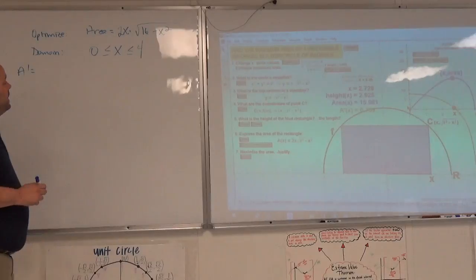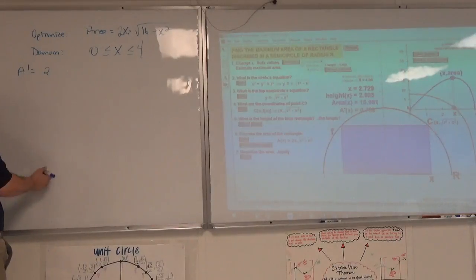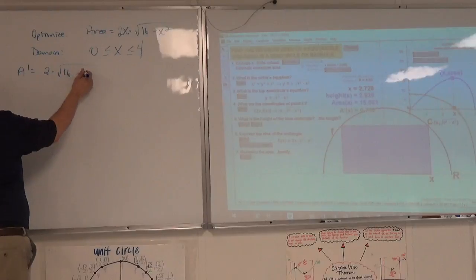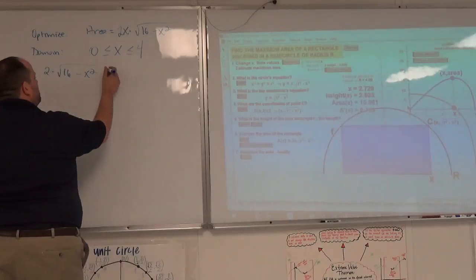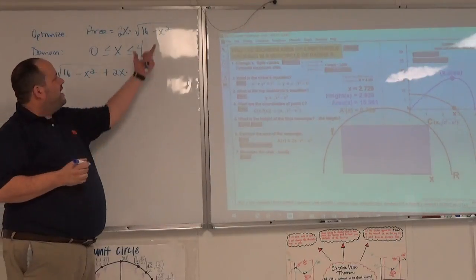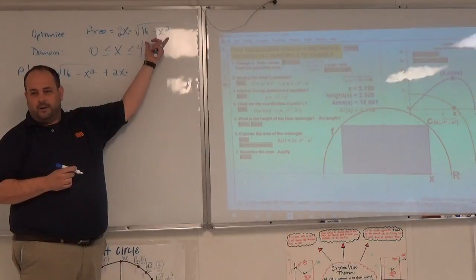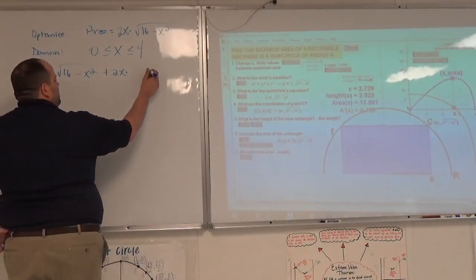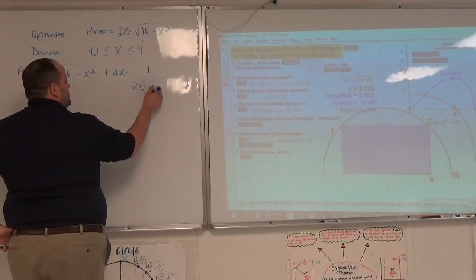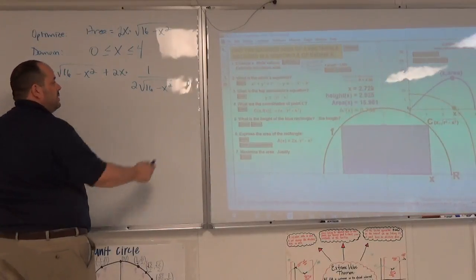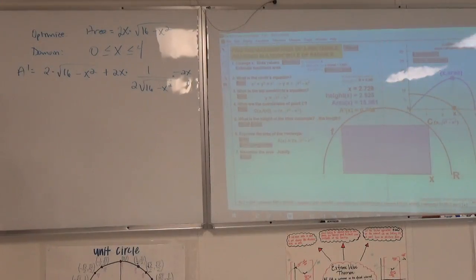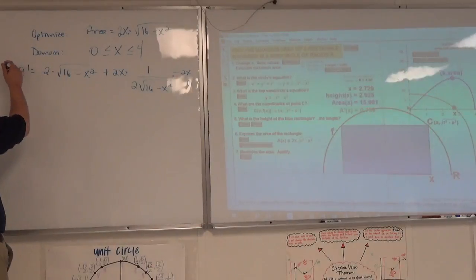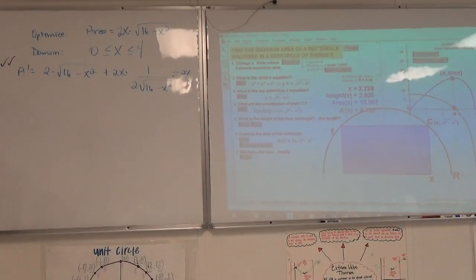Product rule. So product rule says derivative of the first, which is 2, leave the second one alone. Derivative of the first times the second plus the first. Now I need the derivative of the square root of 16 minus x squared. Derivative of square root of stuff is 1 over 2 square root of stuff times negative 2x. I would say this is probably worth 2 points in terms of finding the derivative.